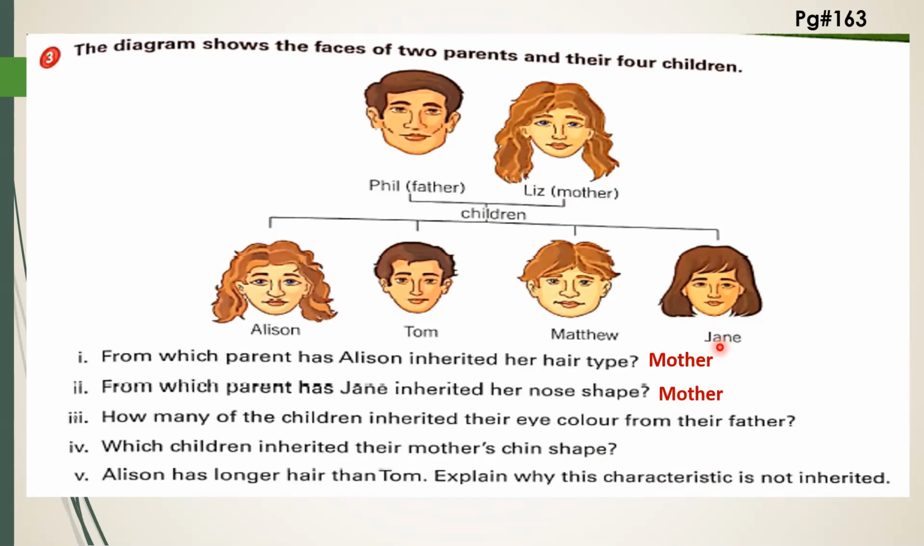Come towards the third statement. How many of the children inherited their eye color from their father? They were Tom and Jane. Yes, Tom and Jane have got their eye color from their father. So two of them. You have to write two in front of it.